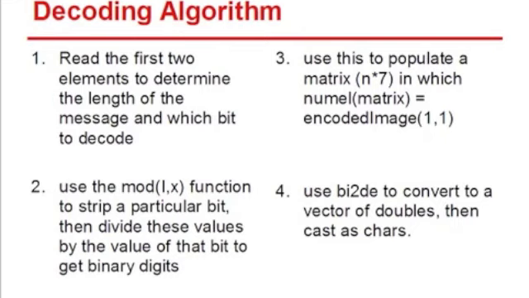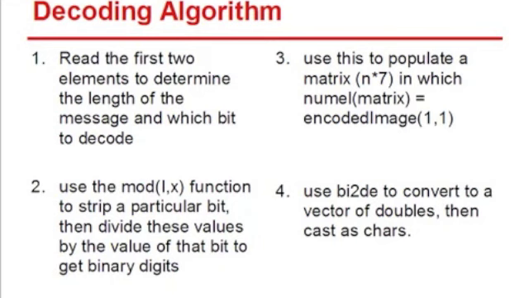To decode an image, you read the first two elements to determine the length of the message and which bit to decode, then use the modulus function to strip that bit. You use this data to populate a matrix in which the number of elements is the same as the first element in the CData. Use bi2d to convert this matrix to a vector of doubles, then cast as characters to get your string.